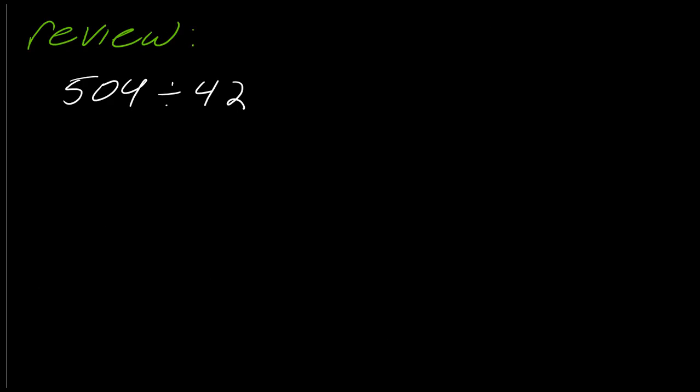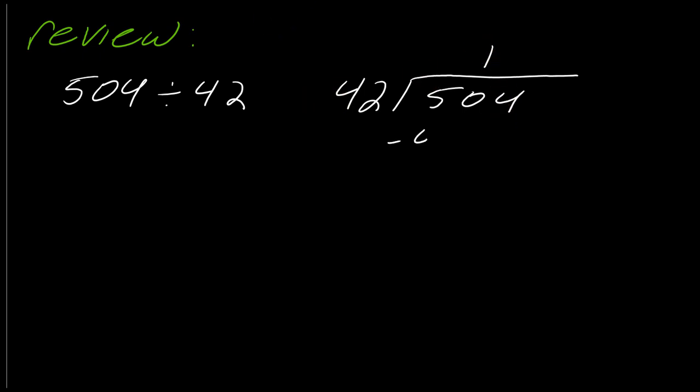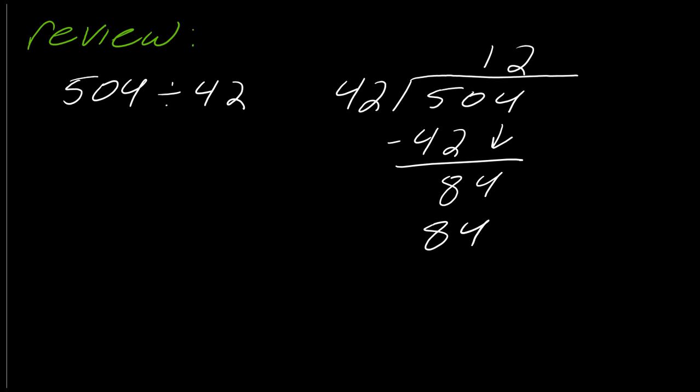Okay, so next, let's talk about division. So once again, we're just going to start by reviewing just long division. So I want to divide 42 into 504. So how many times does 42 go into 50? Once. 1 times 42 is 42, so I'm going to subtract that off. 50 minus 42 is 8. Bring down this 4. How many times does 42 go into 84? That would be 2 times. So then 2 times 42 is 84, and now I can see I've got a remainder of 0. So this would equal 12.